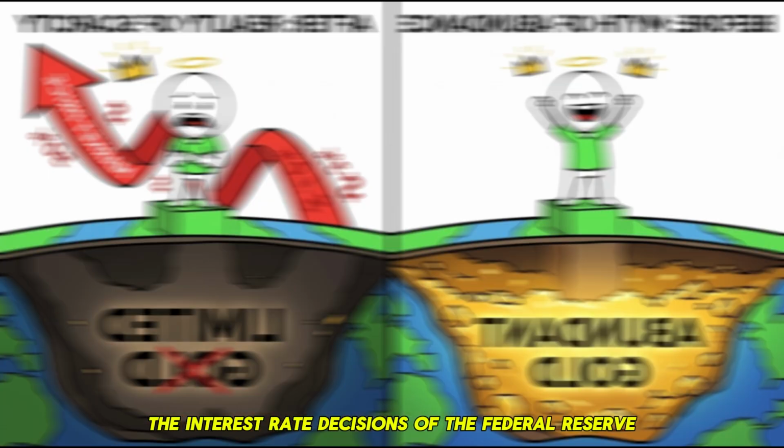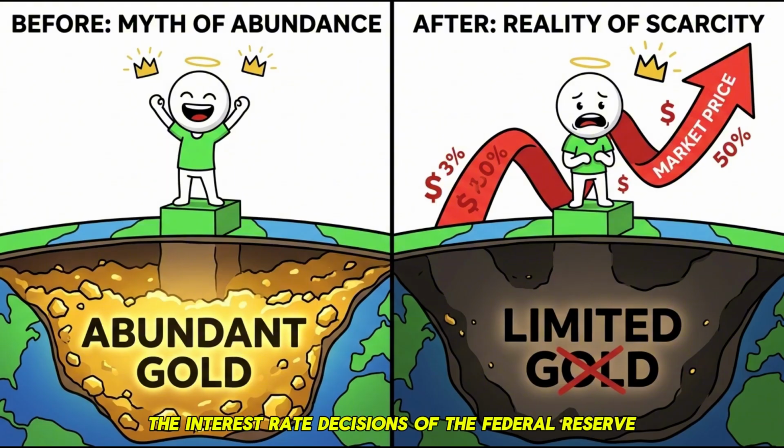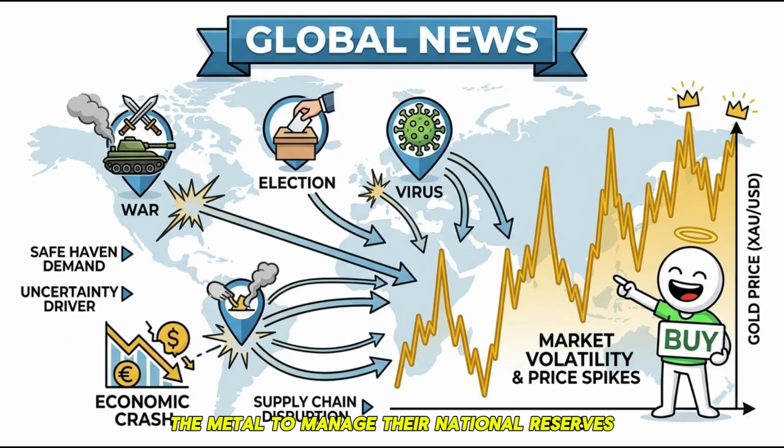By monitoring the interest rate decisions of the Federal Reserve and other global central banks, you can identify potential buying and selling opportunities, particularly for long-term positions. Speaking of central banks, they are among the most significant players in the global gold market, as they constantly buy and sell the metal to manage their national reserves. When central banks increase their gold purchases, it can spark a price surge, at least in the short term, creating an uptrend worth following.